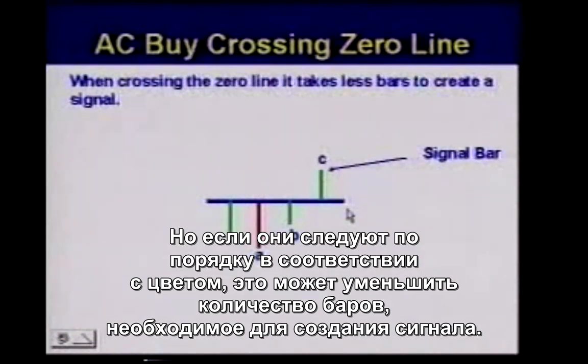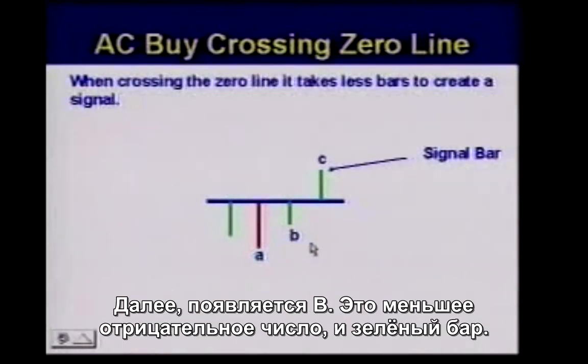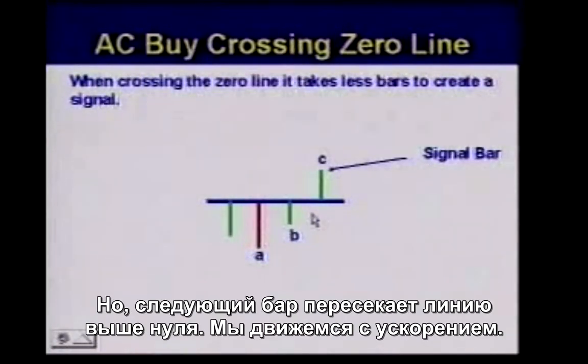So what we have here is A, your color change. You must have that. Then B comes out. That is a smaller negative number. It's a green bar. At this point, we would need 2 more green bars, or 2 consecutive higher highs to create the signal. But the next bar crosses above the 0 line.